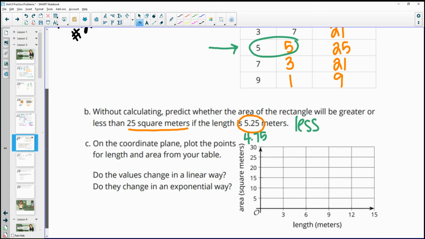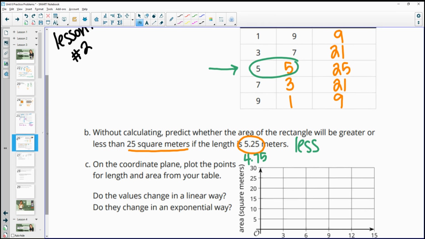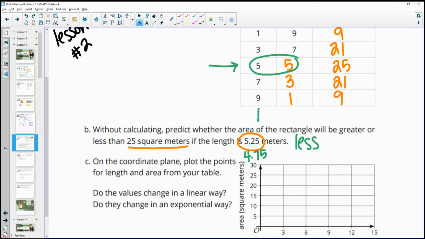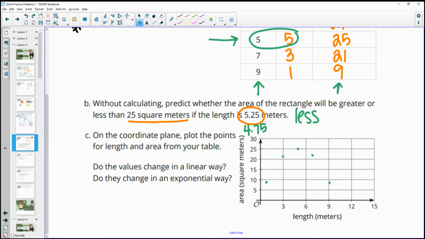Then it wants us to plot these values, and they want us to plot the length and the area. Okay, so the length is this first column and the area is this one. So we will plot the points (1, 9), (3, 21), (5, 25), (7, 21), and (9, 9).